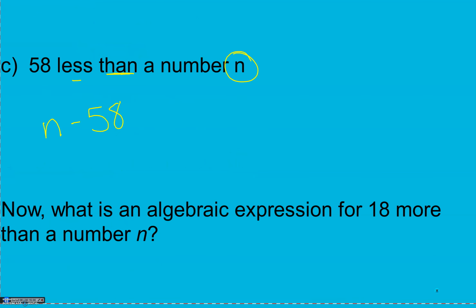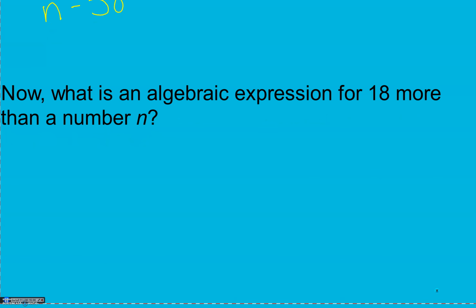Now feel free to pause here and give these a try if you'd like. What is an algebraic expression for 18 more than a number n? Well, it's more, which means add, and more than, which means we're comparing. So we're going to start off with n, and we're going to add, because it's more than 18. So 18 more than a number n means we started somewhere, and then we added 18 more to it. So n plus 18. When you add, the order doesn't really matter because 2 plus 3 is the same as 3 plus 2. But when you subtract, it does. So it's a good habit to get into that anytime we see that than, we make sure we have it in the right order.